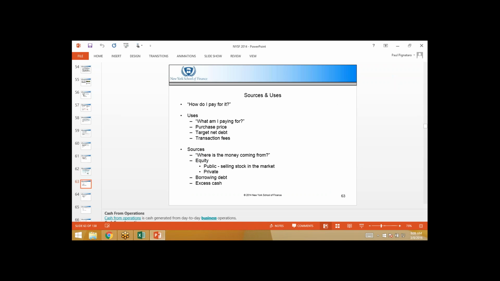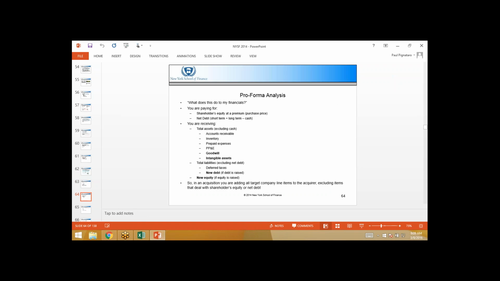Okay, sources and uses. And then it's the pro forma analysis. I'm going to go through this one more time. I want you to make sure that you are thinking about it. And the idea is, what does this do to the balance sheet? What does it do to my financials?